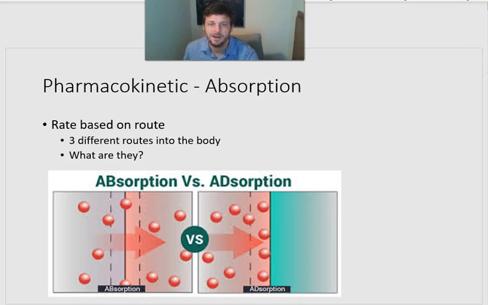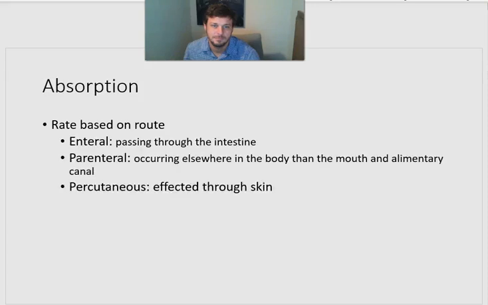So when we talk about absorption, there are basically 3 ways to get drugs into your body. What do you think they are? Well, one is passing through your intestines, enteral. So this would be like taking a pill and swallowing it, getting it broke down and absorbed through your intestine.